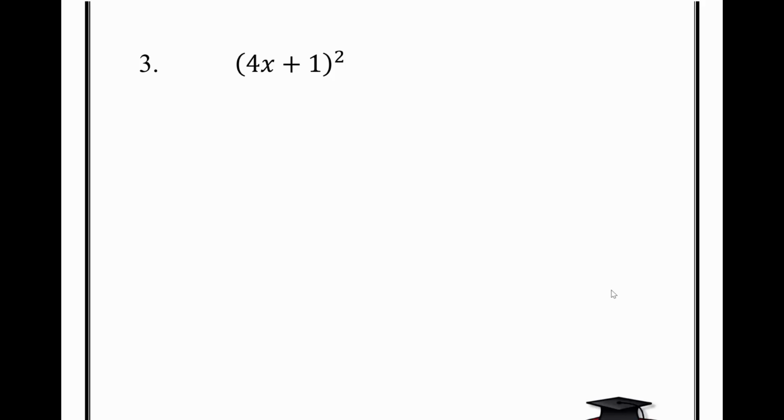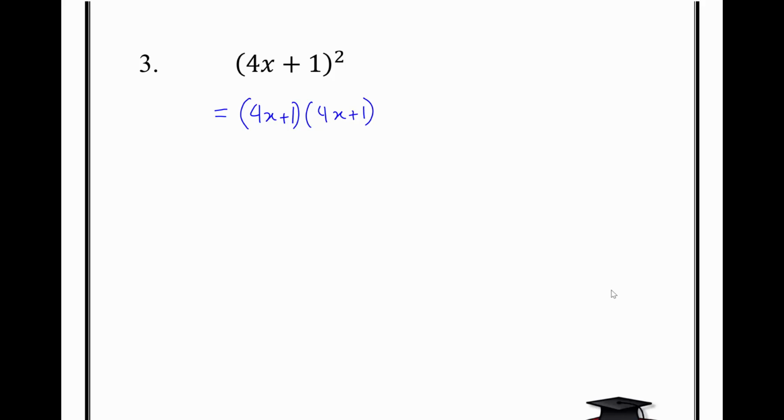With a squared bracket, we simply have that bracket times by itself. This means that this bracket will actually be equivalent to 4x plus 1 times 4x plus 1. When we simply solve this equation, we use FOIL again.